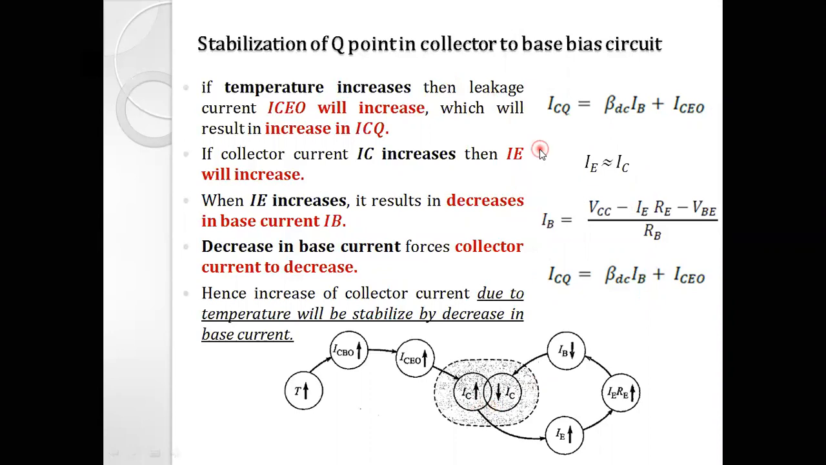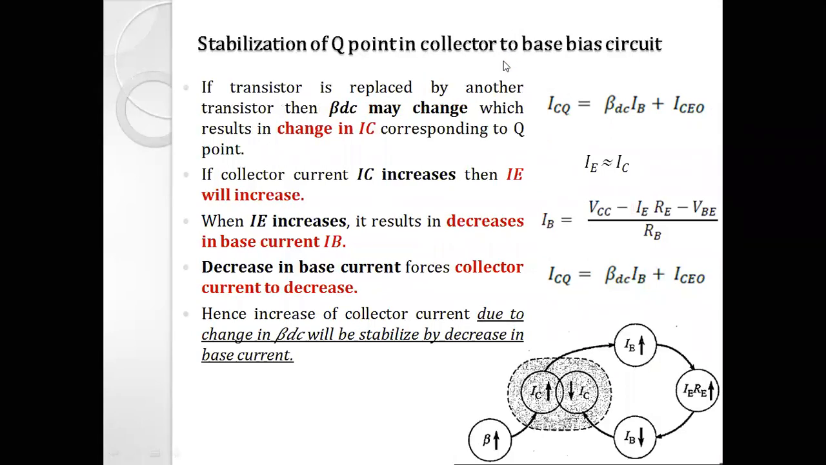Let us see the effect of the second parameter on the operating point in the emitter feedback bias circuit. Right. Actually, here there is a mistake in the title. It is the stabilization of Q point in the emitter feedback bias circuit.